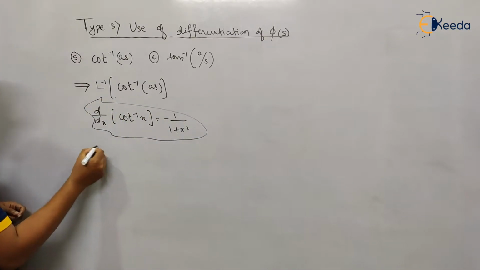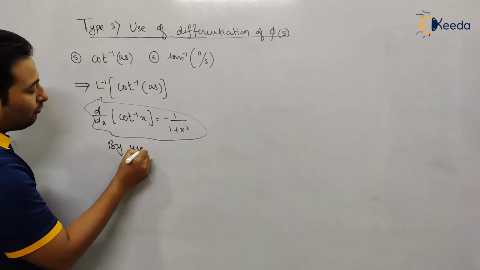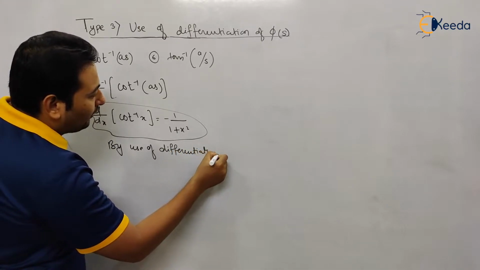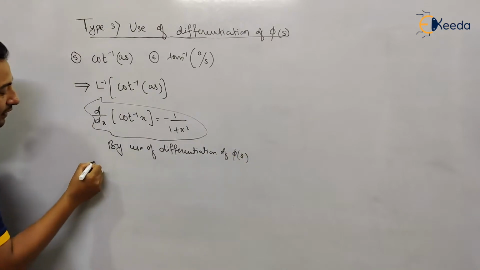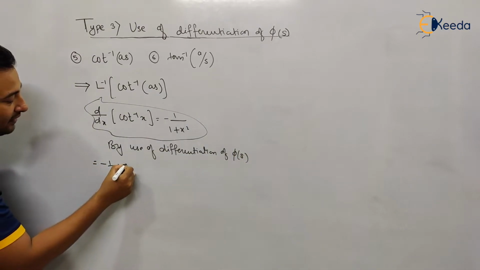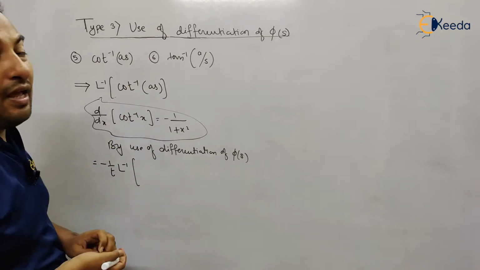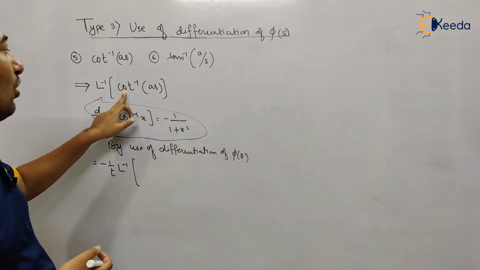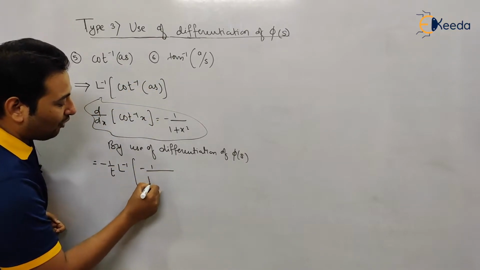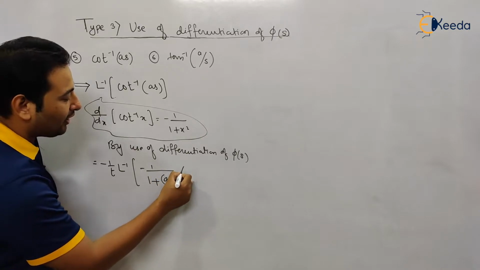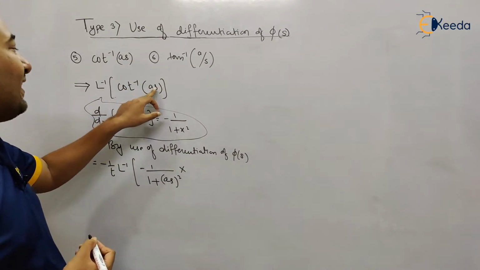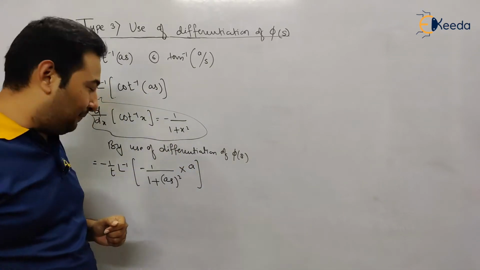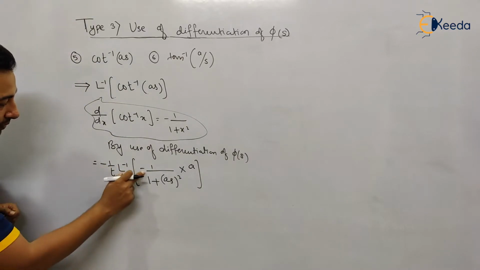We need to apply the use of differentiation of phi s: minus 1 upon t Laplace inverse of, we need to take the derivative of this. For finding the derivative, we need to apply the chain rule. This is f of x. Cot inverse f x is minus 1 upon 1 plus f x square into the derivative of f x, that is the derivative with respect to s. With respect to s, its derivative is a. This minus and minus will become plus.